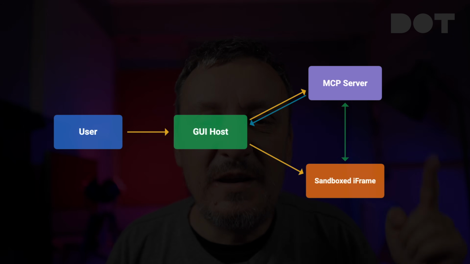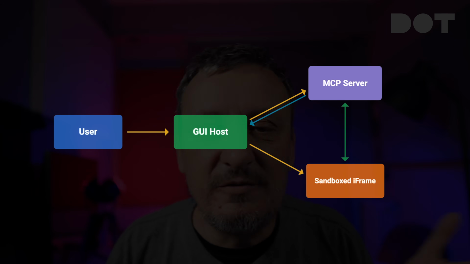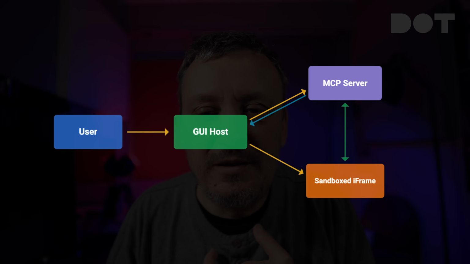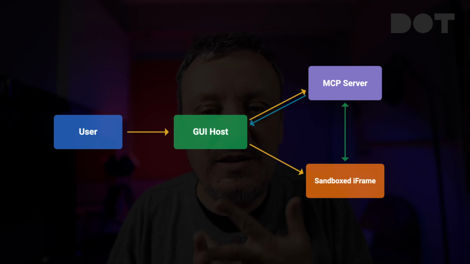From there, the iFrame and the server communicate back and forth through messages, right? The app can call server tools, push data back to the AI, and even inject messages into the chat. It is designed to work with any agent and be rendered on any user interface.